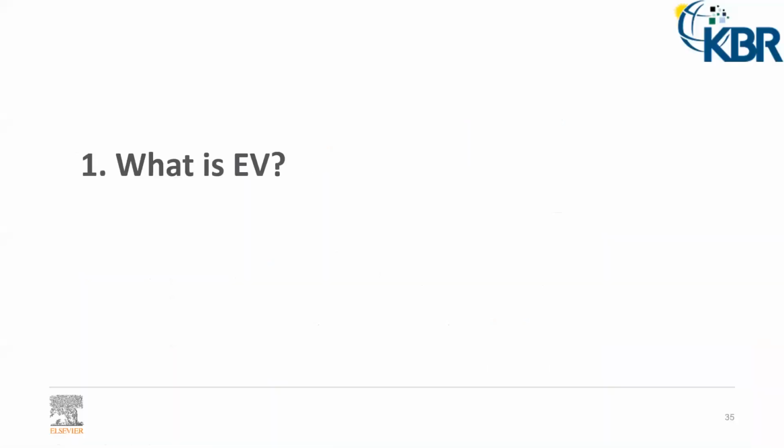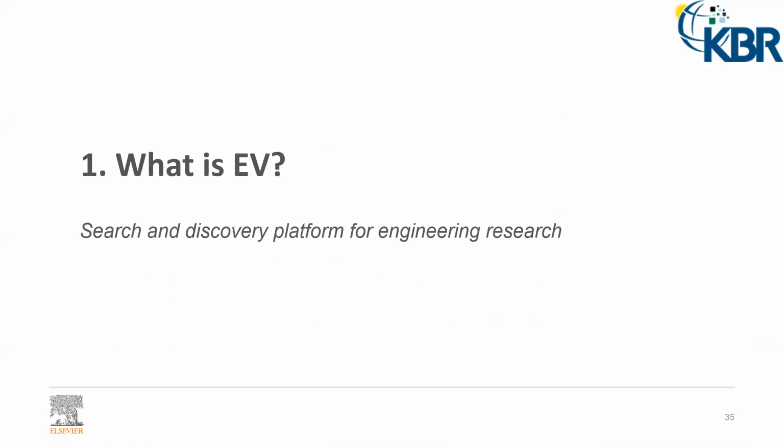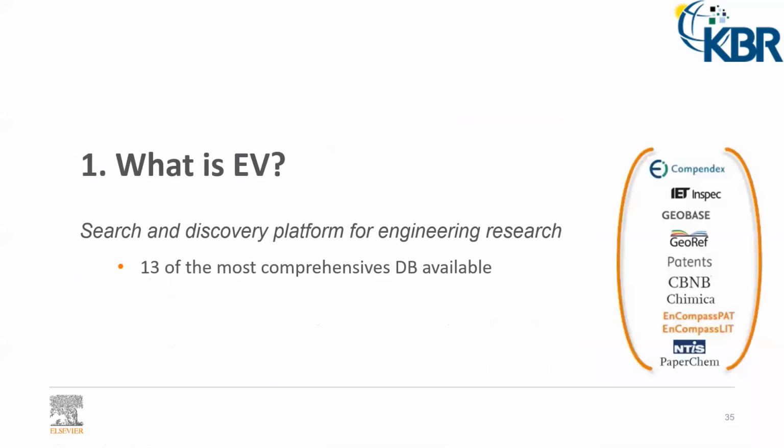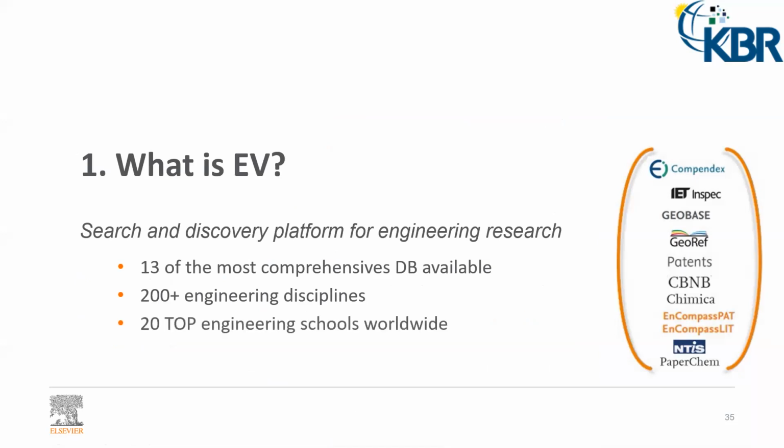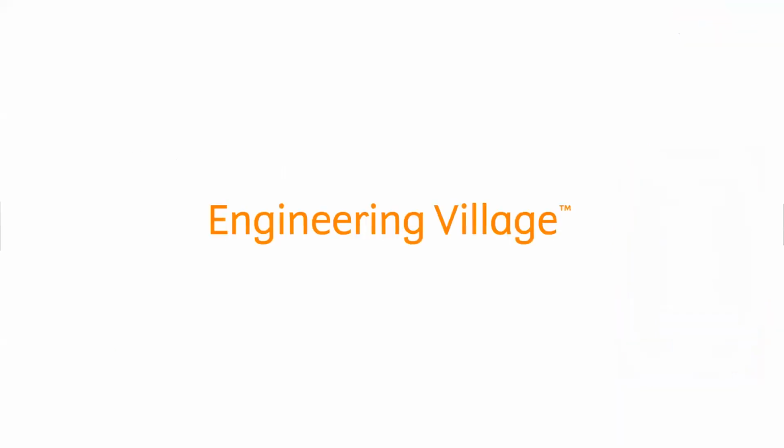What is EV? Short for Engineering Village. It is a search and discovery platform for engineering research. We have 13 of the most comprehensive databases available. For example, Compendex, InSpec, and I'm sure you know them. We have 200 engineering disciplines, and 20 of the top engineering schools worldwide are subscribers to Engineering Village, as well as hundreds of other companies and universities. So you know you're in good hands when you use it.